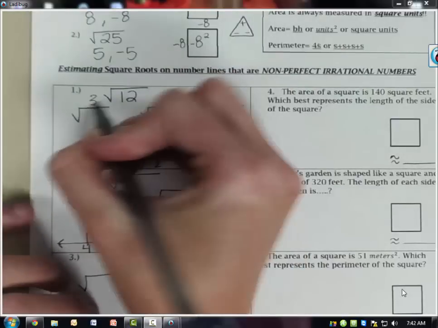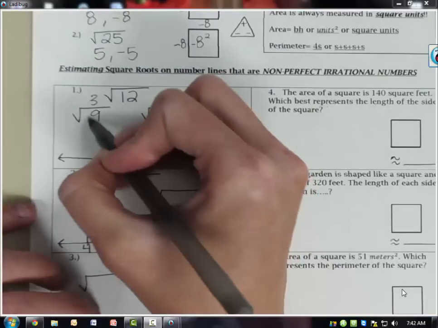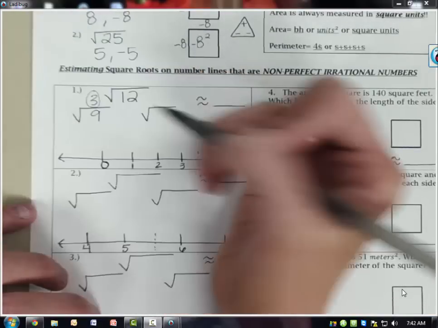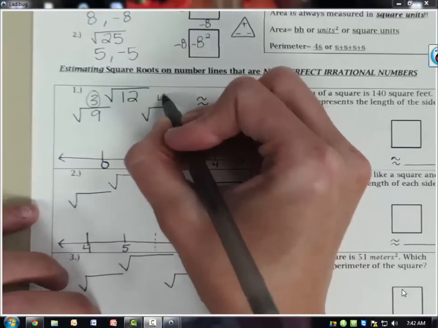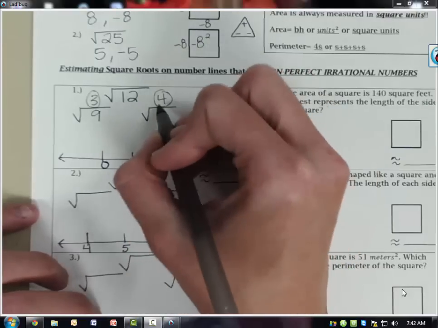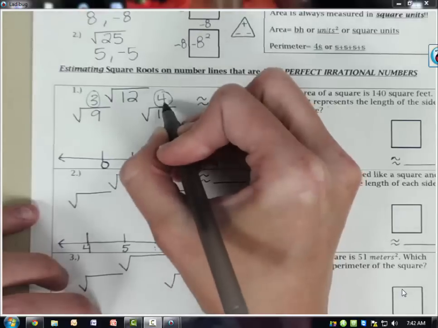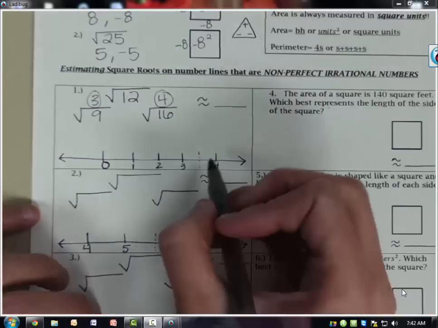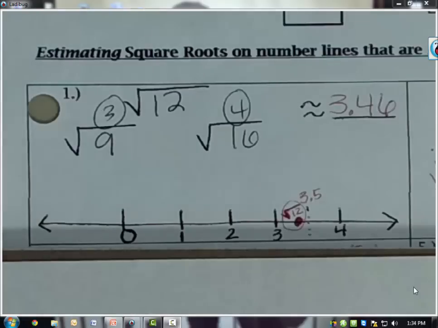The square root of 9 is before the square root of 12, and I know that the square root of 9 is 3. What would be after 3? It's going to have to be the whole number 4. So how would I get there? Well, the square root of 16 equals 4. So this is how we estimate. I'm estimating between the number 3 and the number 4, because the square root of 12 is going to have to be something between 3 and 4.